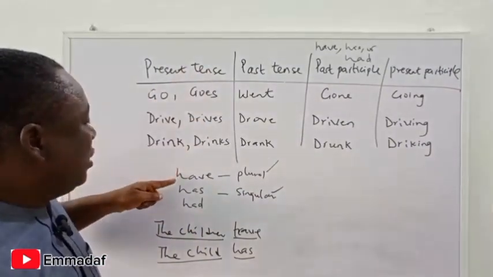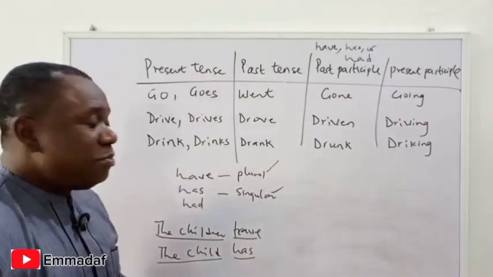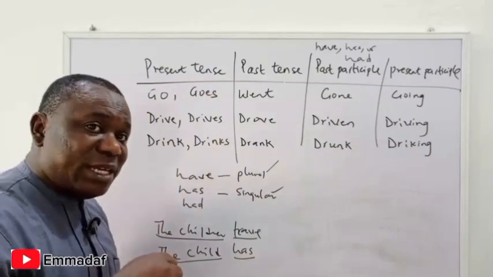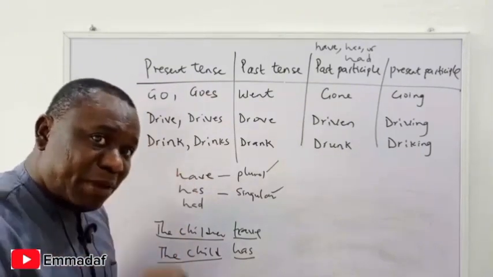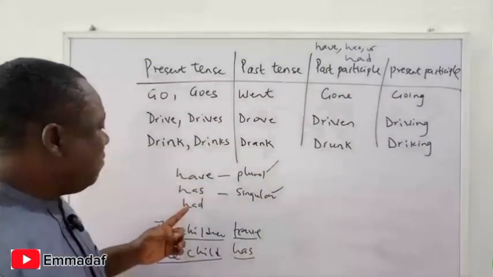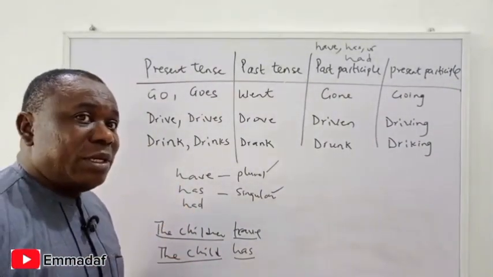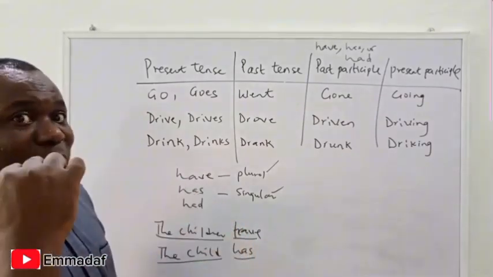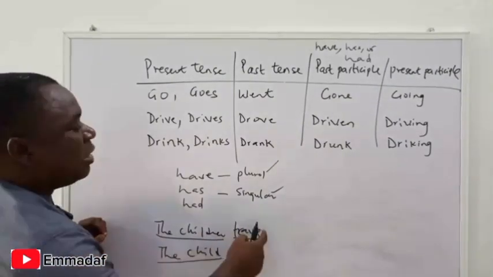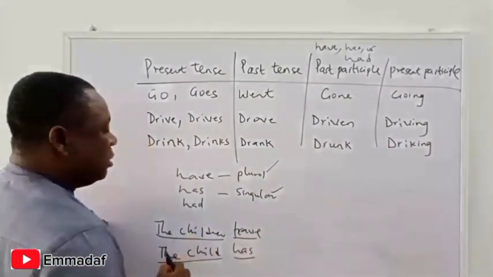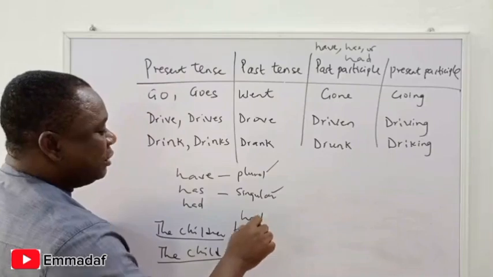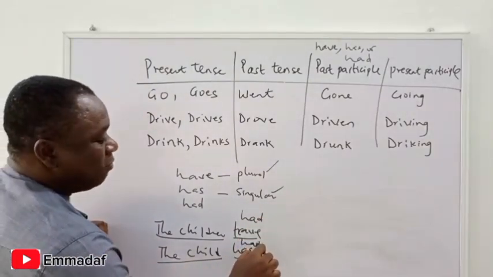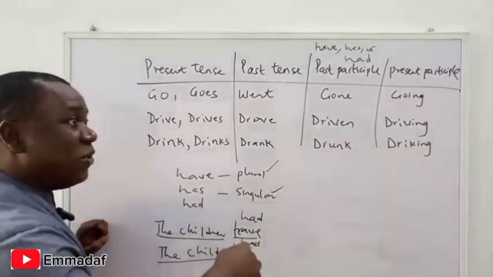Have is used, both have and has, they are used to form the perfect tenses, the present perfect tense, while had is used to form the past perfect tense. So they have the same form. For example, the children have gone to school. The children had gone to school. The child had gone to school before I arrived.